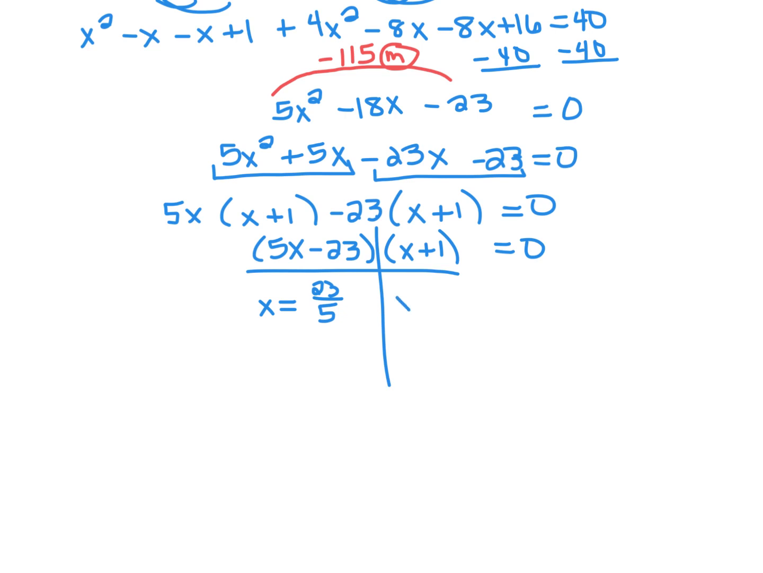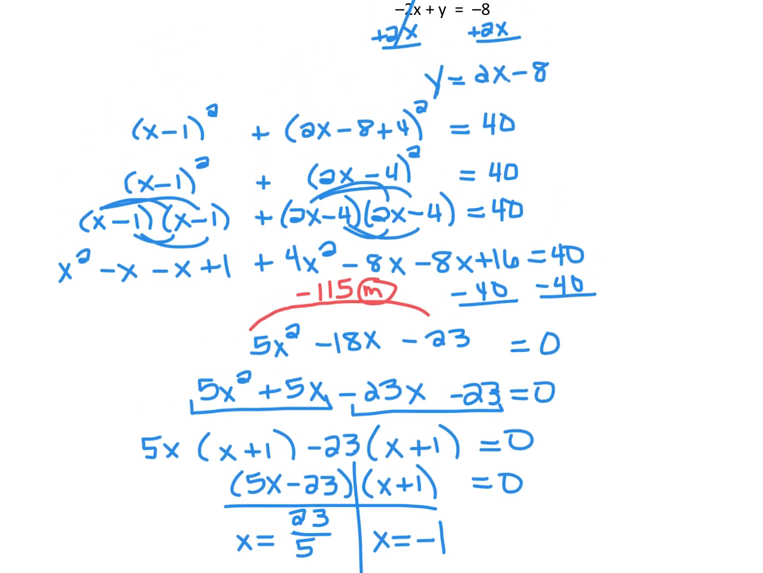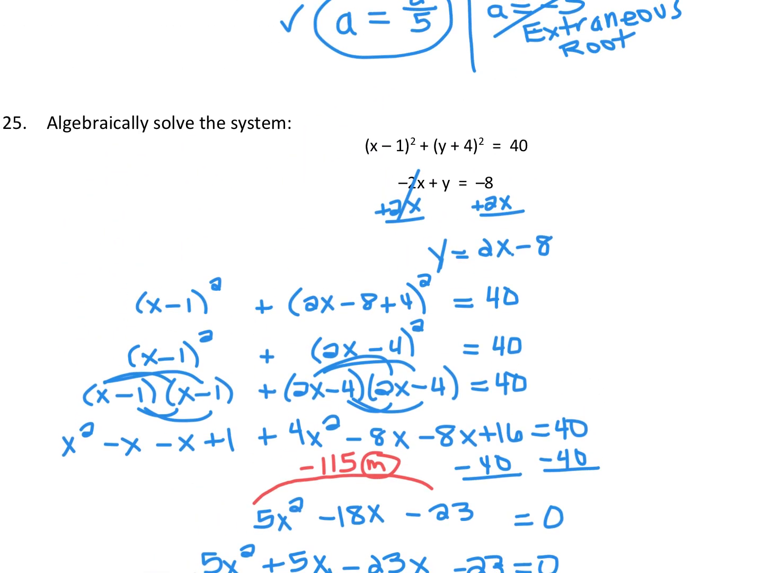And over here, we wind up with x equals negative 1. I'm just going to rewrite that 3, it's a little funky. So 23 over 5. Now keep in mind, these are just the x values, right? If we look back at our original equations, don't they have x's and y's? So we need to figure out what y values correspond with those x values.